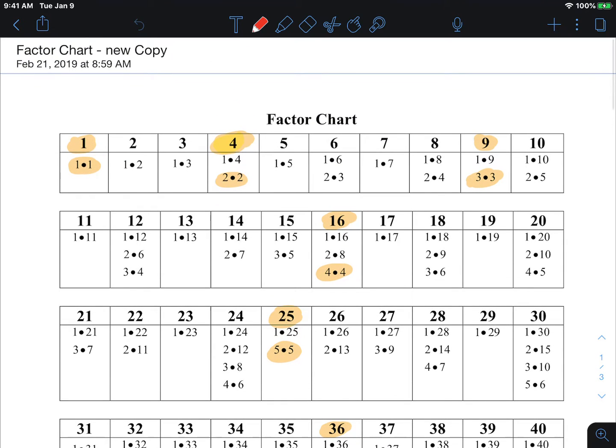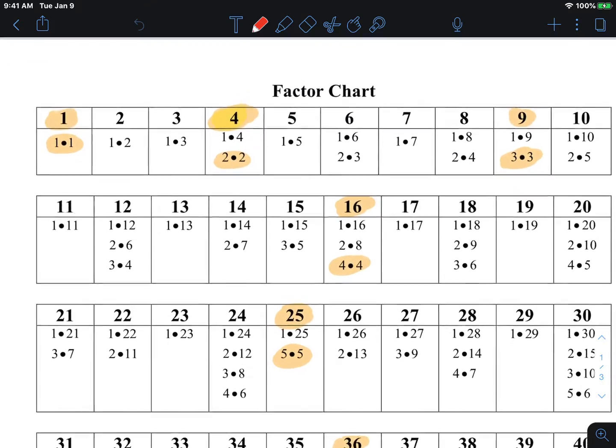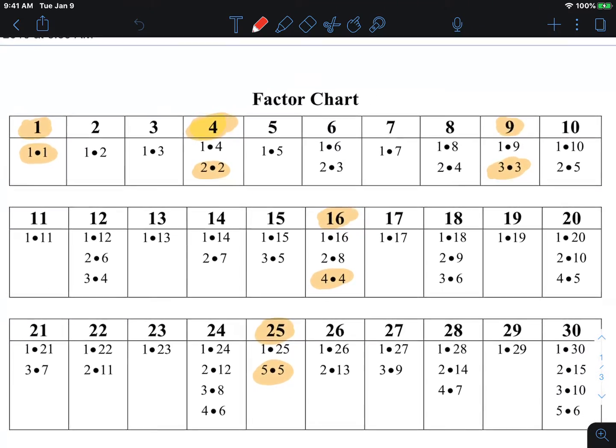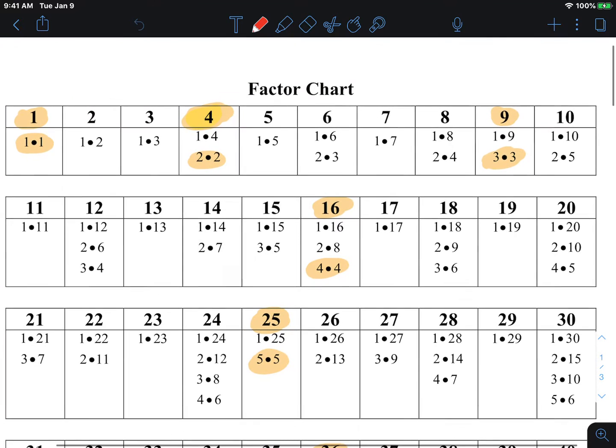But the factor chart is a chart of numbers. So at the top there, that line 1, 2, 3, 4, 5, 6, 7, 8, 9, 10, 11, 12, 13, 14, 15, 16, 17, 18, 19, 20, you're following numbers consecutively in order. And below that are the factors of those numbers.